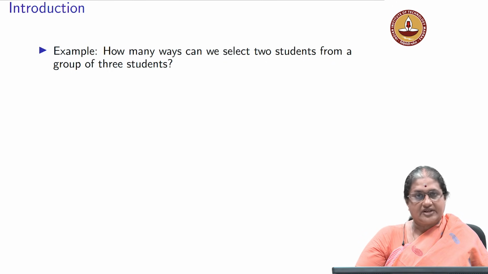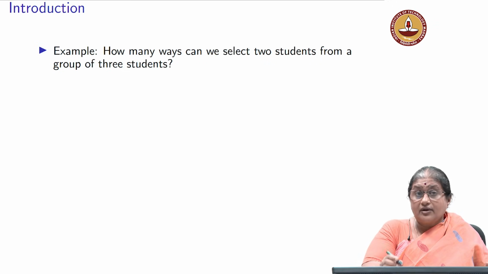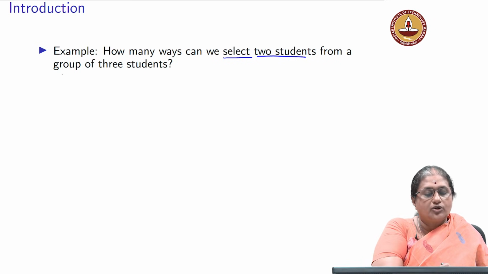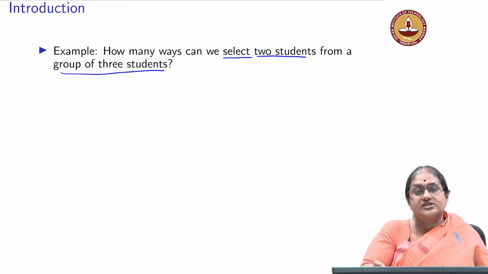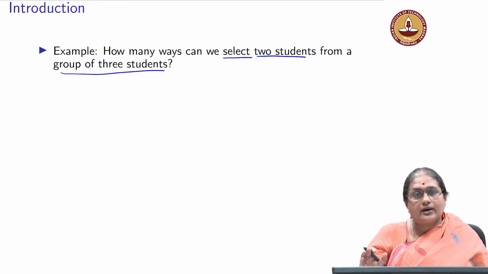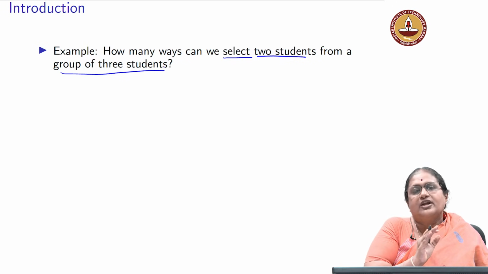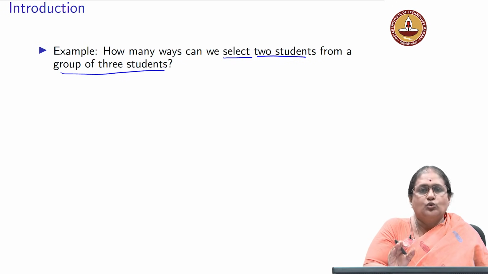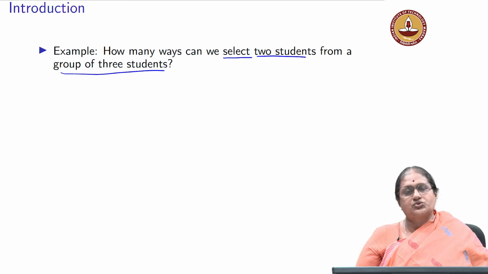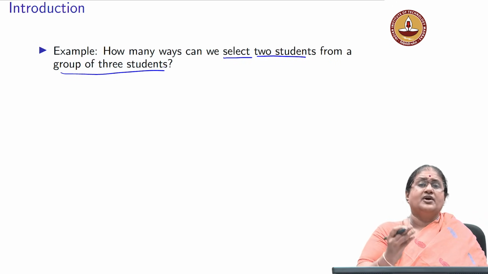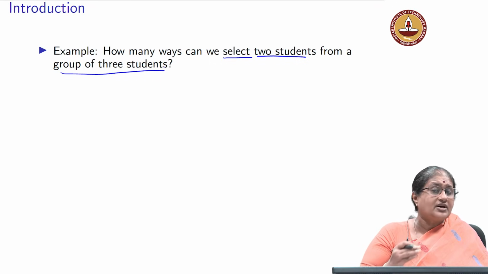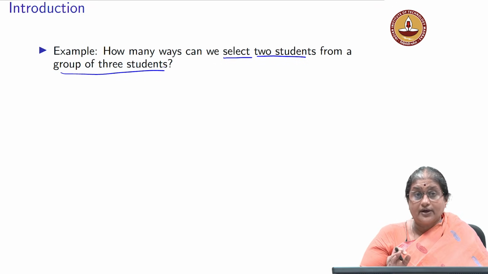Let us start with an example. Suppose I am asked to select only 2 students from a group of 3 students. Here we are not emphasizing any arrangement or order. We are clearly specifying that we only want to select or choose 2 students. I am not bothered about which is the first student or the second student. I do not have any order here.